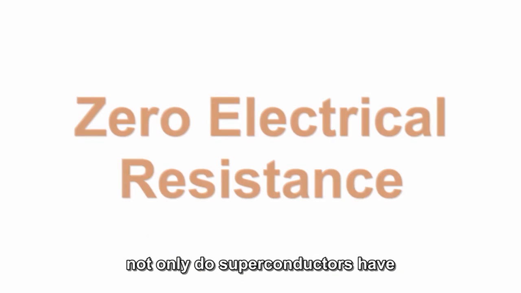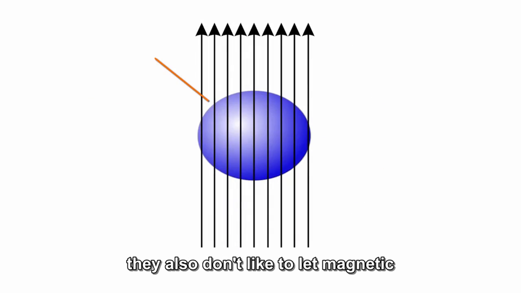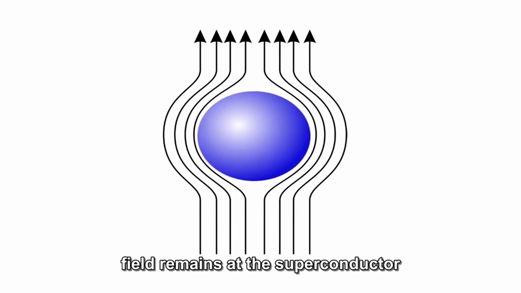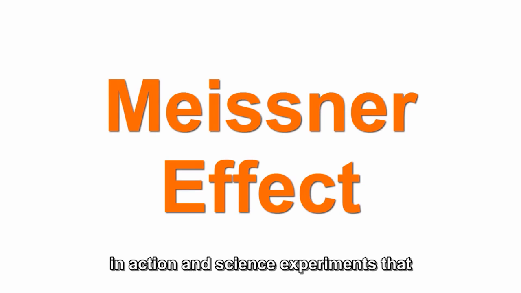Not only do superconductors have absolutely zero electrical resistance, they also don't like to let magnetic fields pass through them. Instead, the field remains at the superconductor's surface. This expulsion of magnetic fields is known as the Meissner effect. You've probably seen the Meissner effect in action in science experiments that look like this.